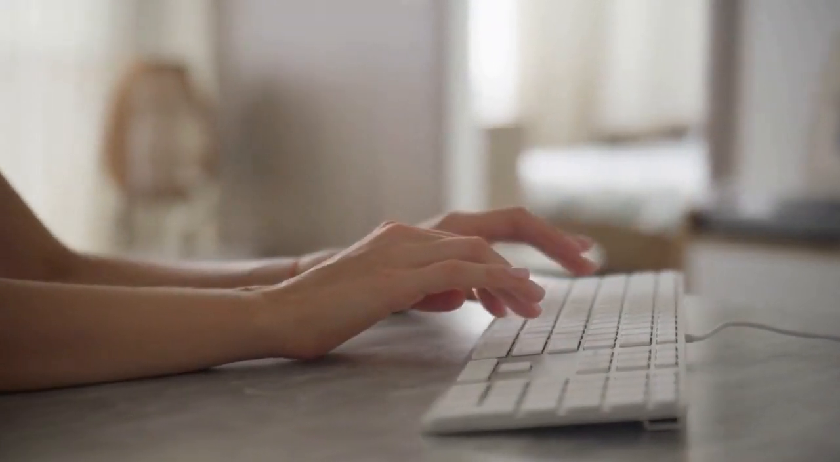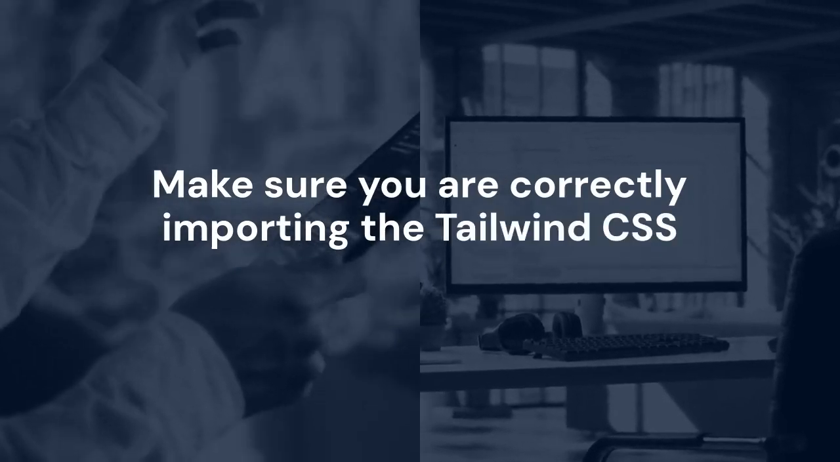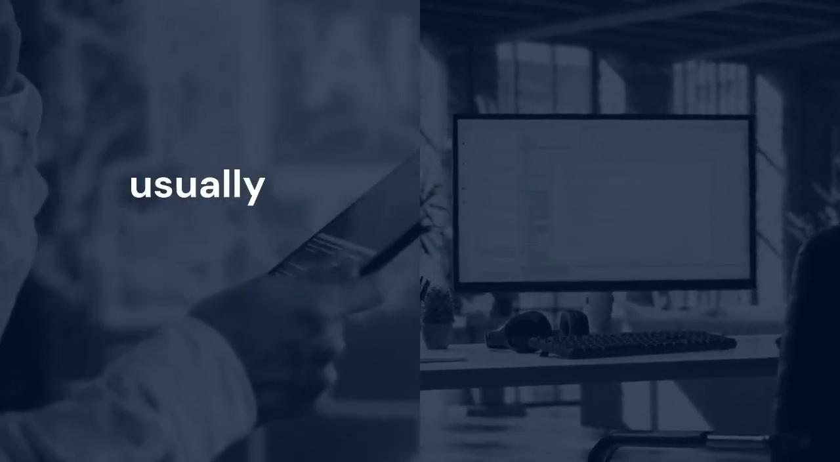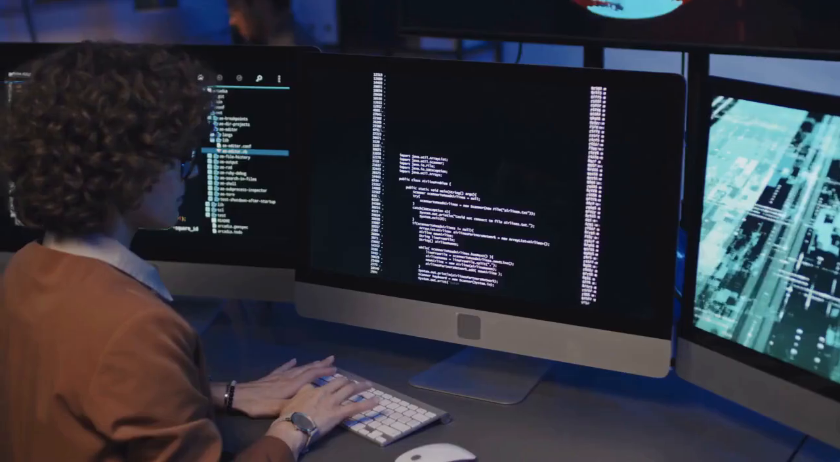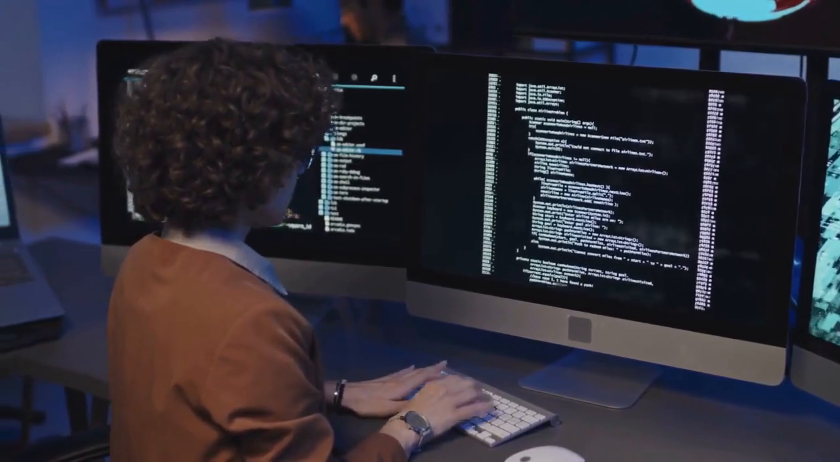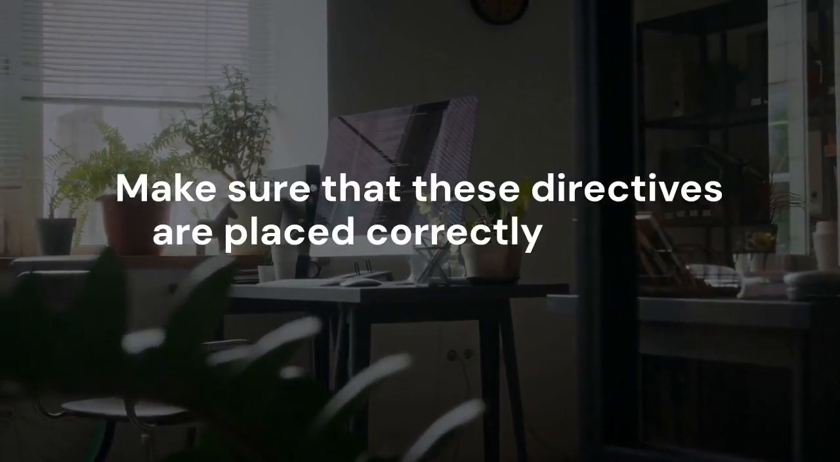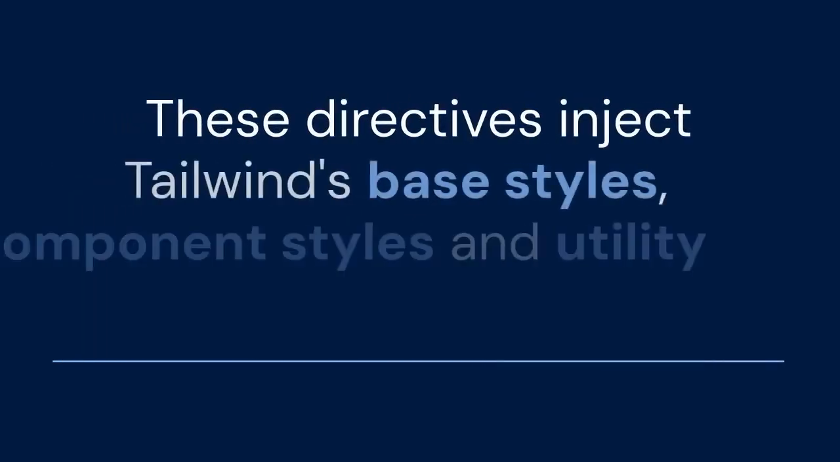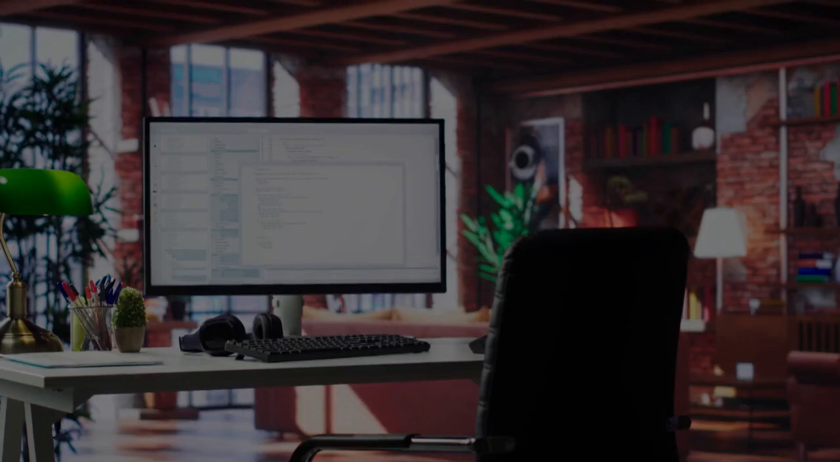Remember to check your import statements. Make sure you are correctly importing the Tailwind CSS directives in your CSS file, usually src/index.css or src/app.css. The correct import statements are @tailwind base; @tailwind components; @tailwind utilities;. Make sure that these directives are placed correctly in your CSS file. These directives inject Tailwind's base styles, component styles, and utility classes into your CSS.